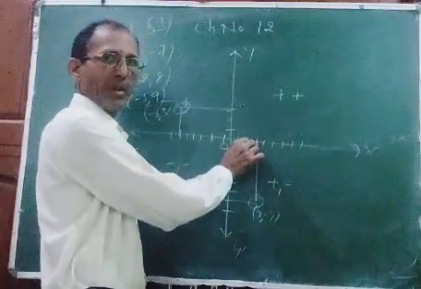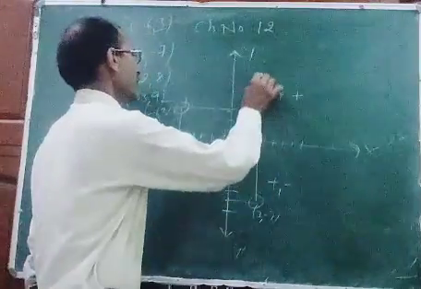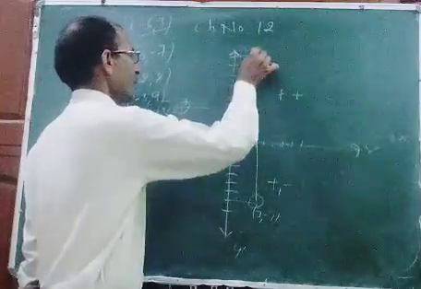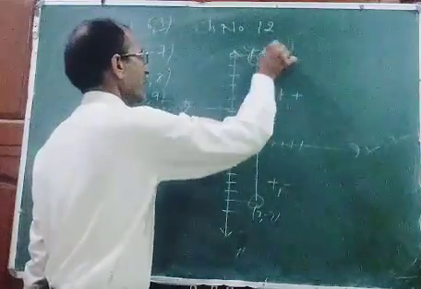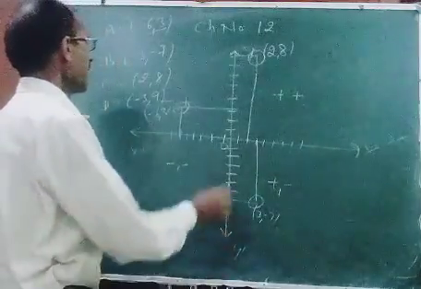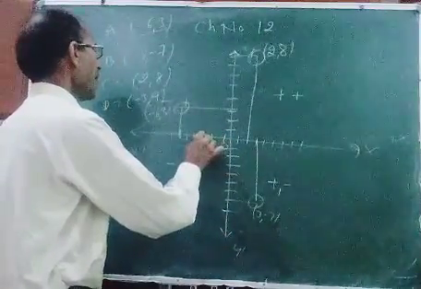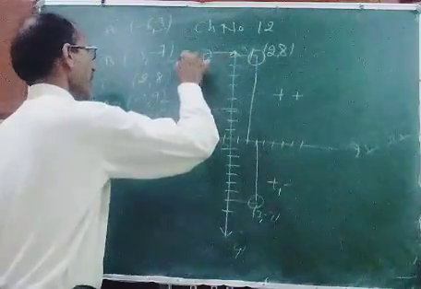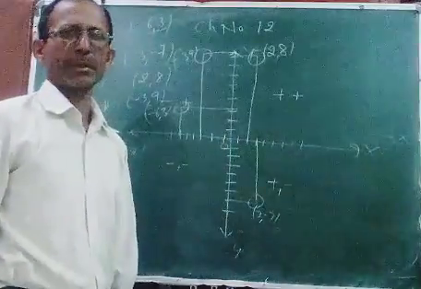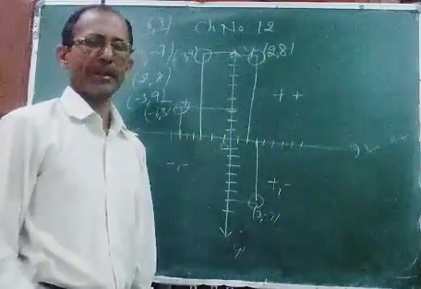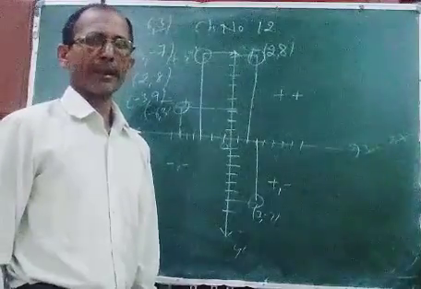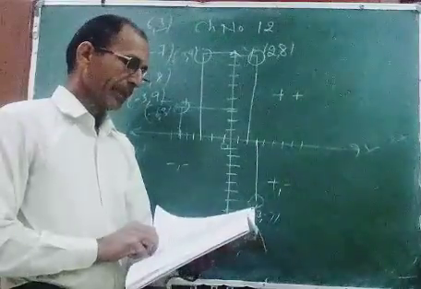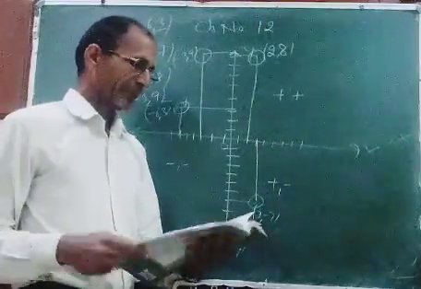Next, (2, 8), plus 2. First of all, we will take the value of x and then y is 8. 3, 4, 5, 6, 7, 8. (2, 8). Then (-3, 9). 1, 2, 3. -3, plus 9. So suppose 9 is there. So (-3, 9). I hope this is not difficult, and by seeing this video you can try yourself. Understood? Okay. Now exercise 12.1.